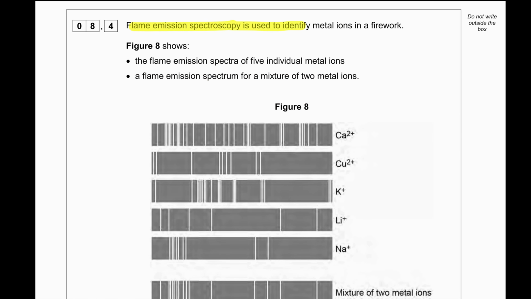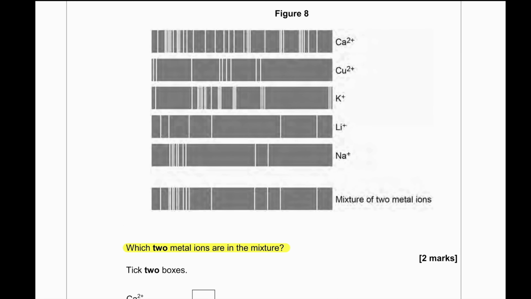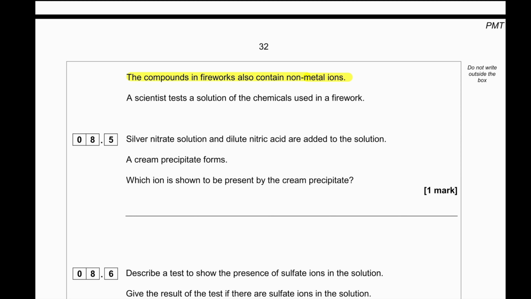Flame emission spectroscopy is used to identify metal ions in a firework. The flame emission spectra of 5 individual metal ions are shown, along with the flame emission spectrum for a mixture of 2 metal ions. So we can see from the flame emission spectra which 2 metal ions are in the mixture. In the mixture, we will try to match spectra. You can see there is a match in the lithium portion. The other one that matches is sodium ion. As you can see, there is a match here. So these 2 ions are present: lithium and sodium. The compound in the firework also contains non-metal ions.